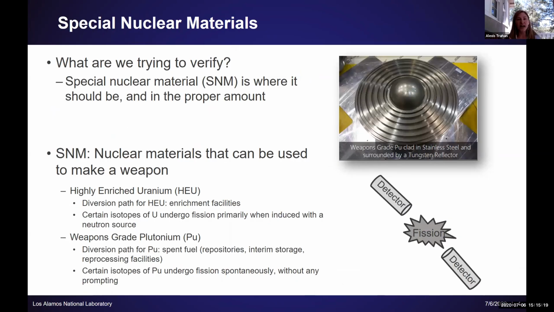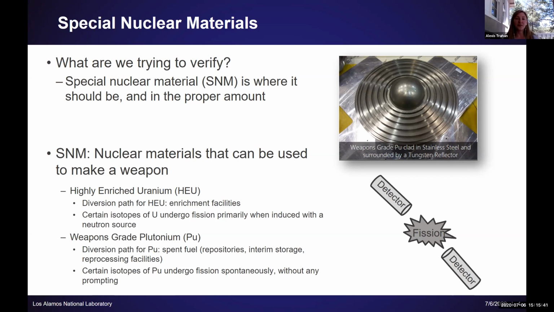Okay, so now we're going to dive into non-destructive assay, starting with special nuclear materials. So I think I've tossed that term out once or twice already, but special nuclear material is, in the US vernacular, nuclear materials that can be used to make a weapon. And so that's, for our purposes, highly enriched uranium and weapons-grade plutonium.